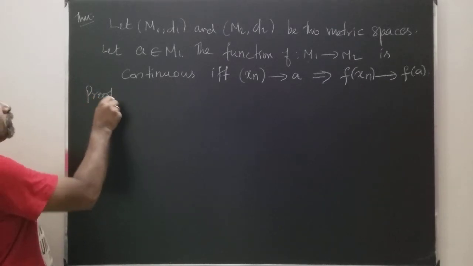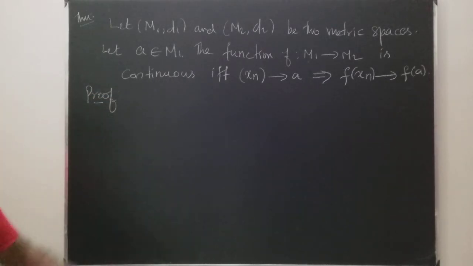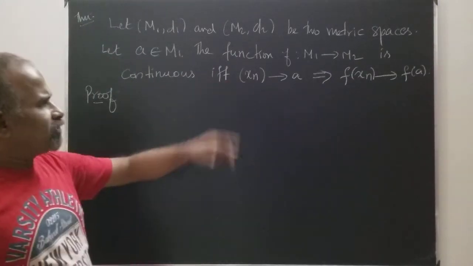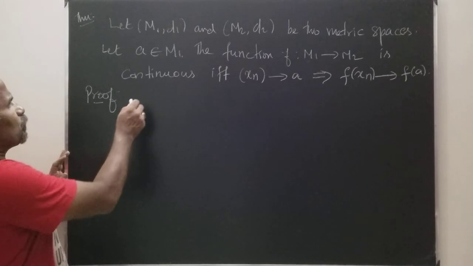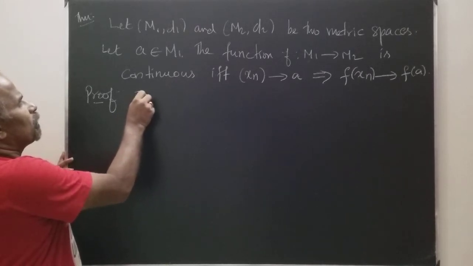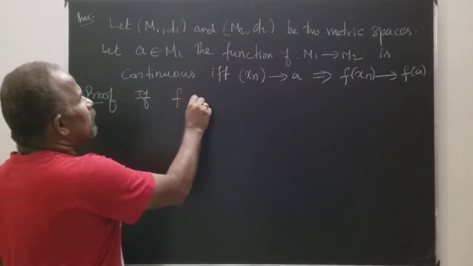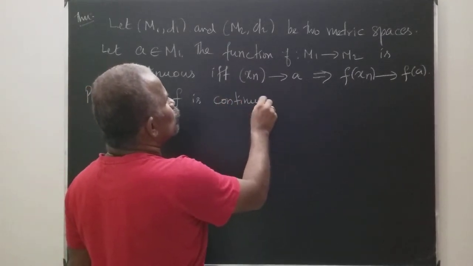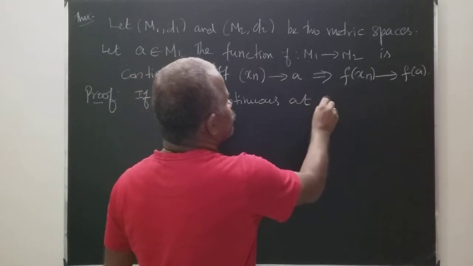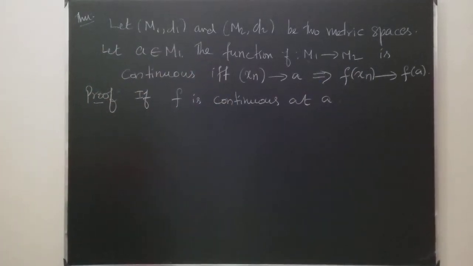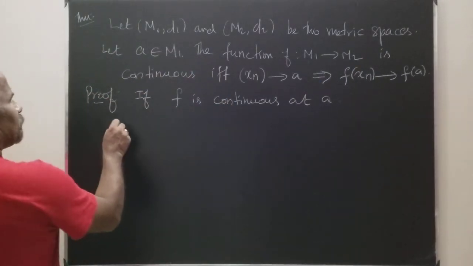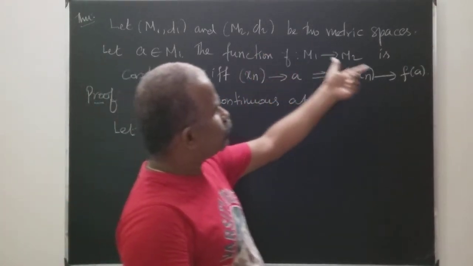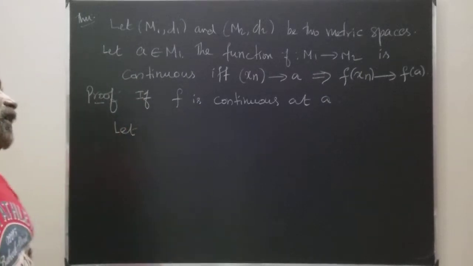Proof. First, we have to prove the two parts of the if and only if. First, suppose f is continuous, f is continuous at A. Then we can assume that xn also converges to A. Then we have to prove that f of xn converges to f of A.